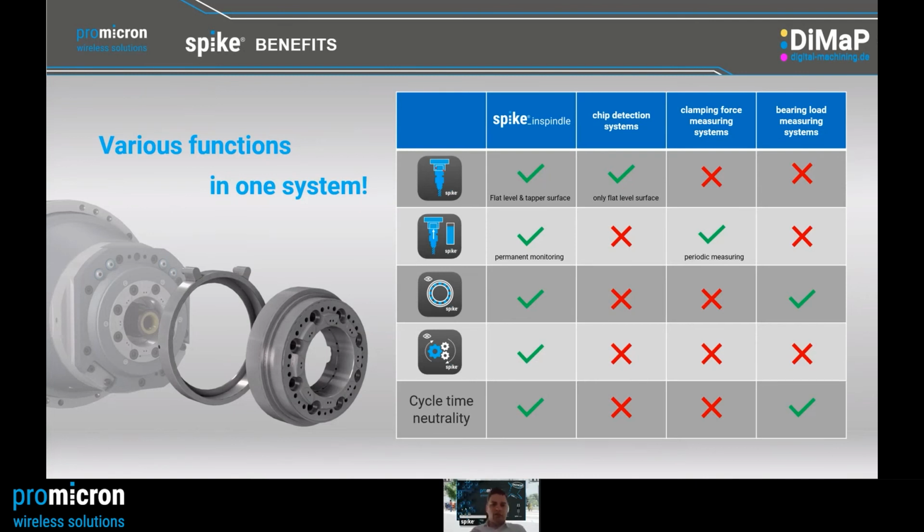There are also bearing load measuring systems on the market. They are well known and so on. But here I would also like to mention that it's only focusing on the bearing solution and cannot provide the other solutions. Process monitoring is only able to be done by the Spike in Spindle solution, since these other purposes, as I said, have different sensor systems, different power, different orientation, and are oriented on one specific purpose. The benefit is various functions are now combined in one system with the Spike in Spindle solution.